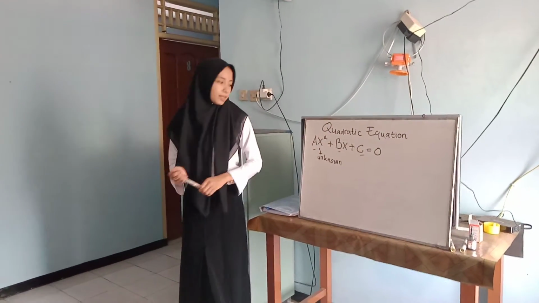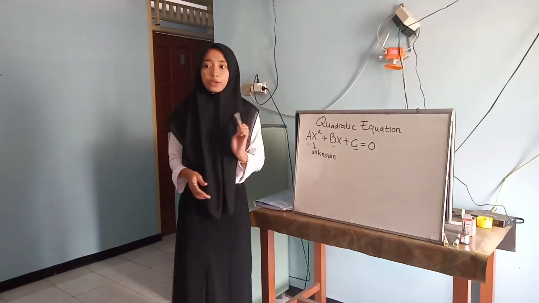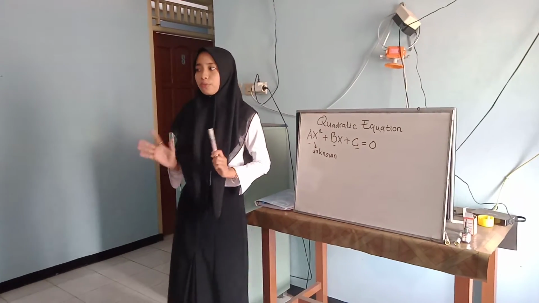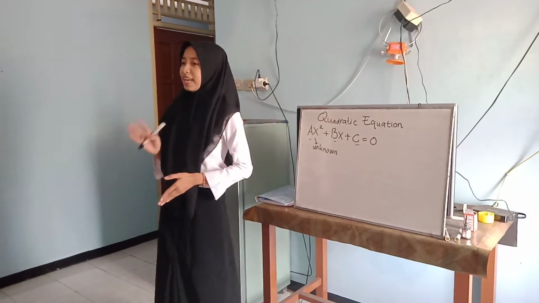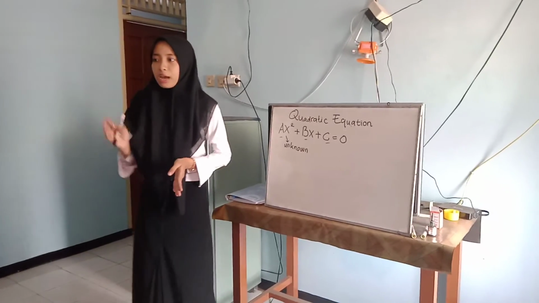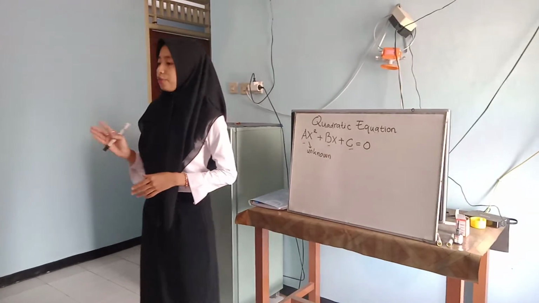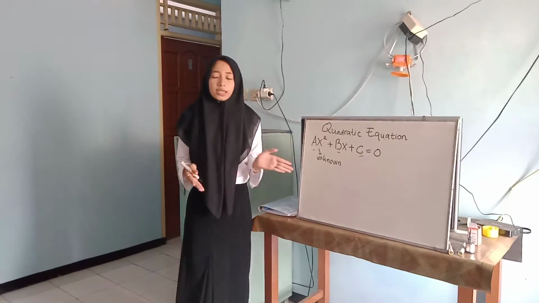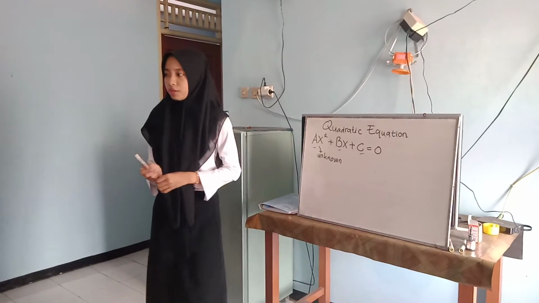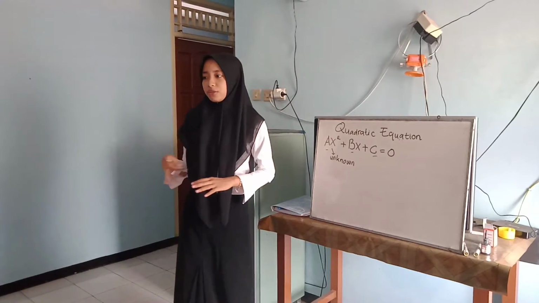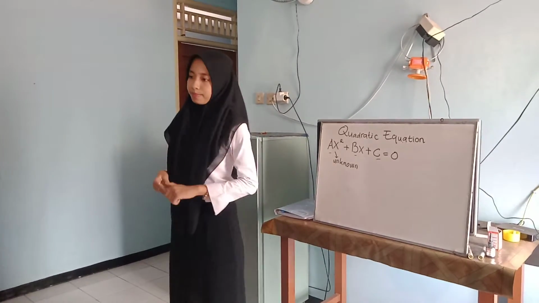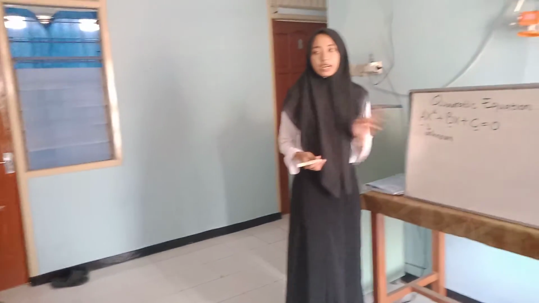Okay? Yes. Next, the x values that satisfy the quadratic equation are called the solutions or the roots of the equation. One quadratic equation has at most two solutions or two roots. Now the question is how we can find the solutions. Do you know? No. I will tell you. To solve it, there are three ways.